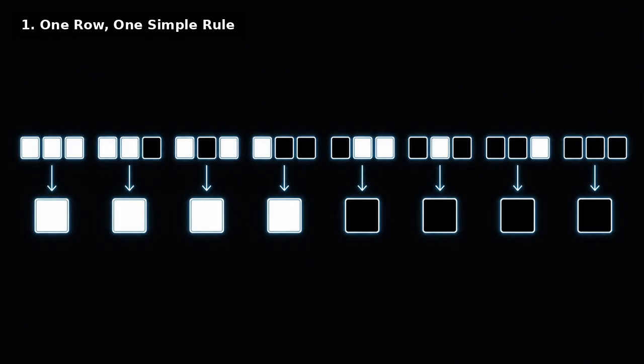Now let's see the one rule in action. Look at any cell and its 2 neighbors. Those 3 cells make a little pattern. The rule says what color goes below them. 8 patterns, 8 answers, and that is the whole rule.